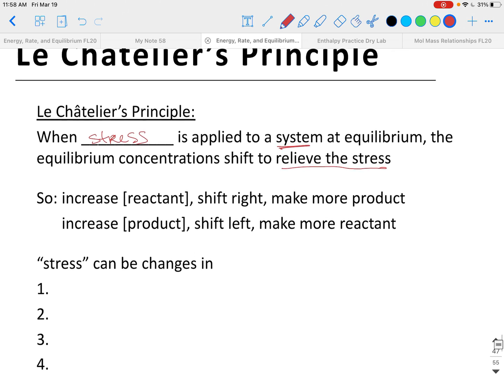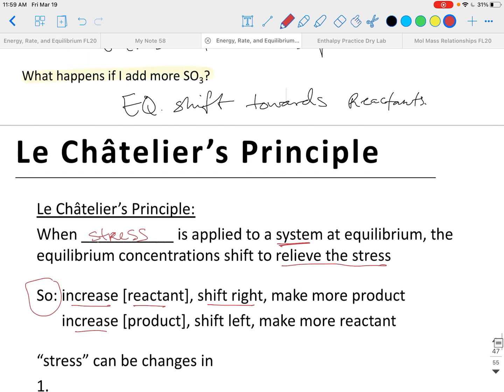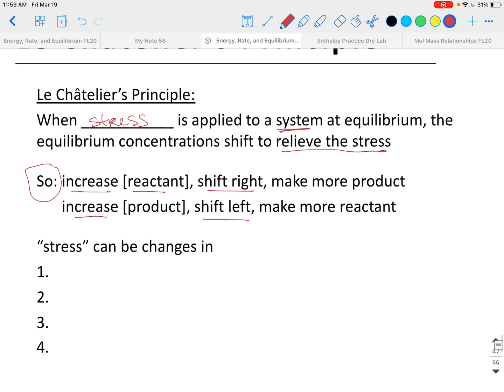Kind of what we learned from the previous slide: if we increase the concentration of a reactant, we're going to shift right and make more product. Equilibrium will shift right, making more product to restore the original conditions. And if we increase the concentration of the product, like the SO3 question up here, it's going to shift back to the reactants. It's going to shift left to make more reactants.